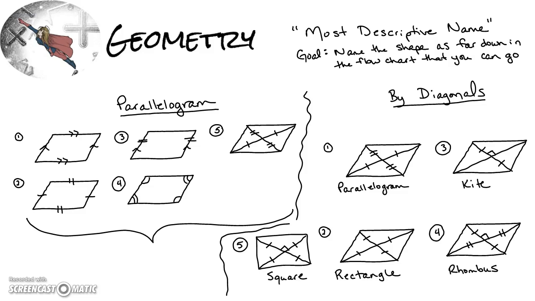So for most descriptive name, just remember you're trying to go as low as you can in the flowchart without it turning into something that's false. And these are the markings that you can look for with the diagonals.